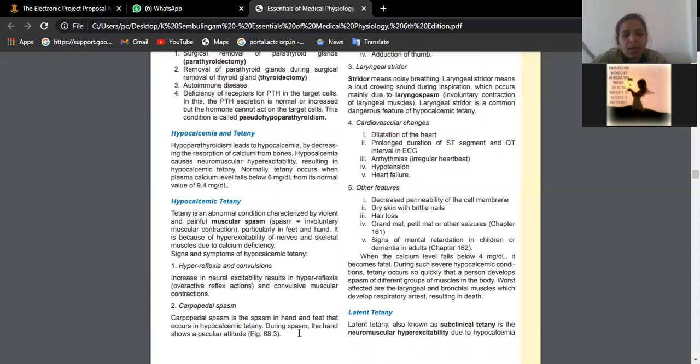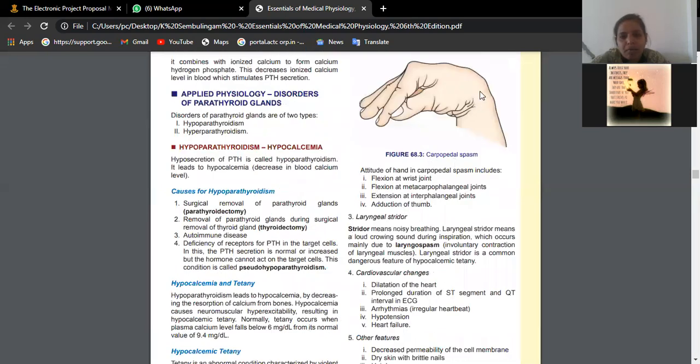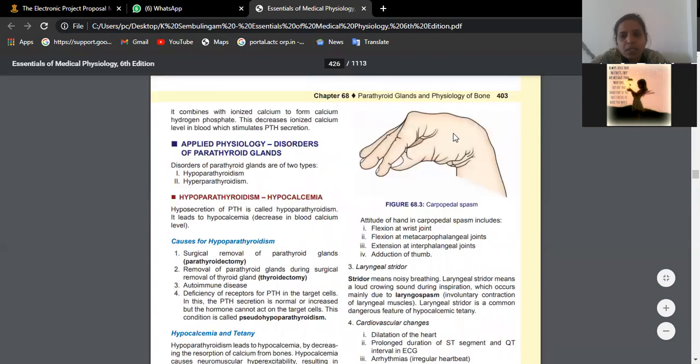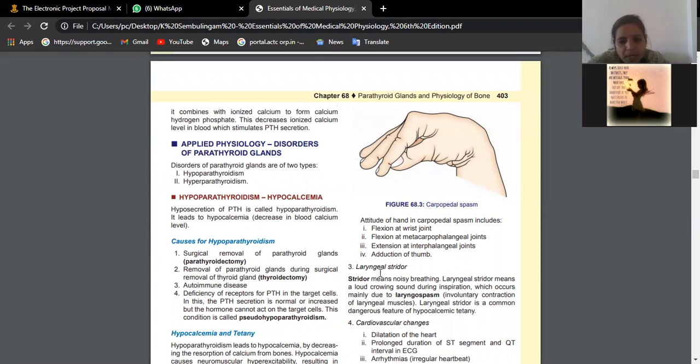We find a typical caricature of the hand, like flexion at the wrist joint, flexion at the metacarpophalangeal joints, extension at the interphalangeal joints, and adduction of the thumb. So this is typical tetany, what we see in the hand. Then laryngeal stridor. Stridor, in the sense, is some noisy breathing, a loud crowing sound during inspiration, because the laryngeal muscles are also undergoing spasm.